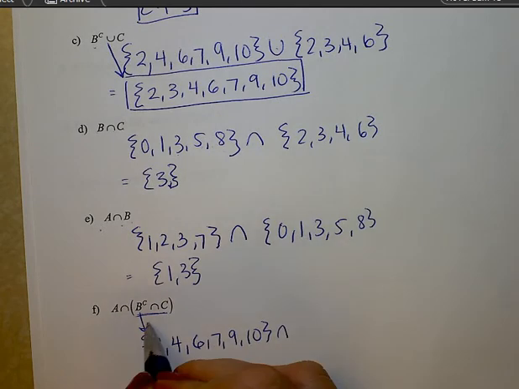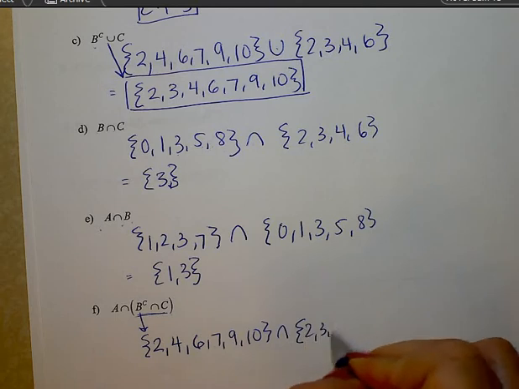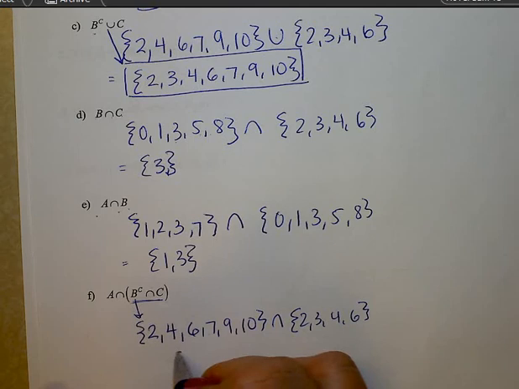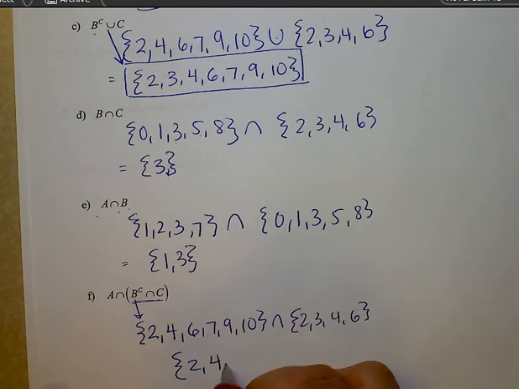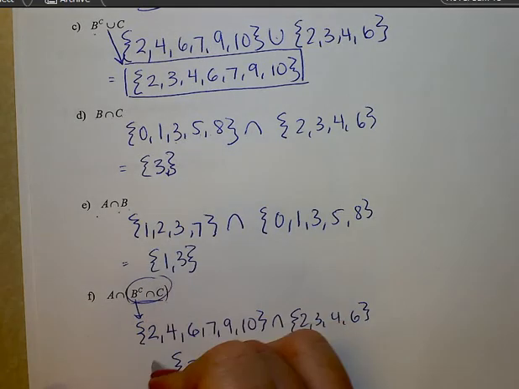I'm doing this portion first, and here is C. Okay, what do they have in common? They have a 2 in common, they have a 4 in common, and they have a 6 in common. This is the answer to this portion, and we're going to union that with A.